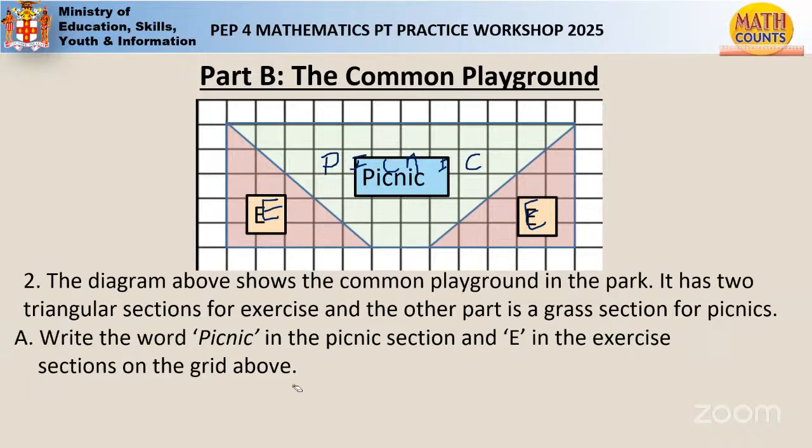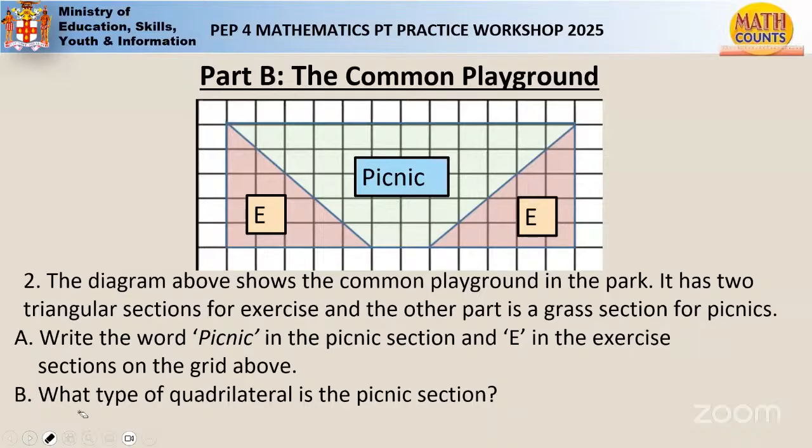Now that we have that out of the way, we are going to move on to the next part and see what they are requiring. I want someone else. What type of quadrilateral is the picnic section? What type? Come now, Alston Primary. What type of quadrilateral is the picnic section? Alston Primary, you can go ahead and unmute. Remember, if you know, you know, and if you don't know, you just don't know. Here's where we're going to figure it out.